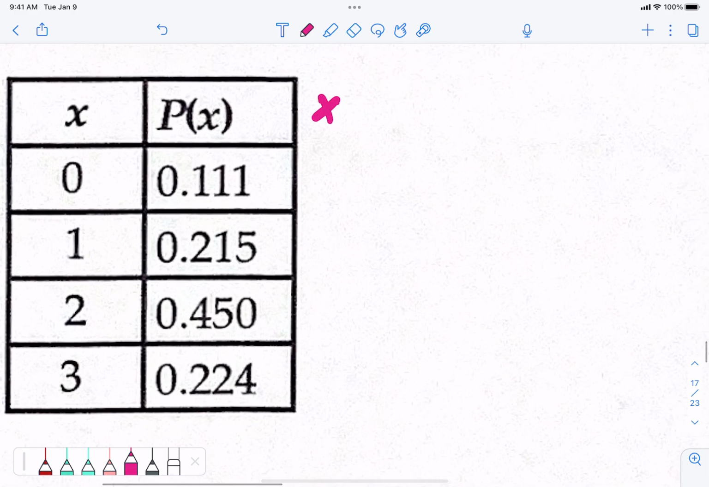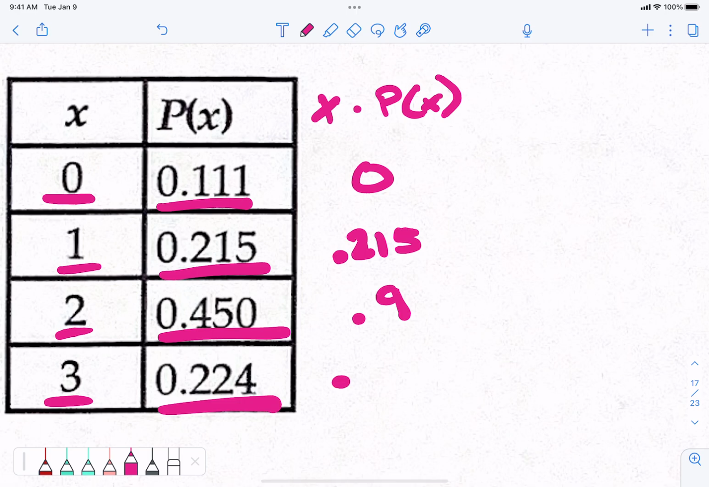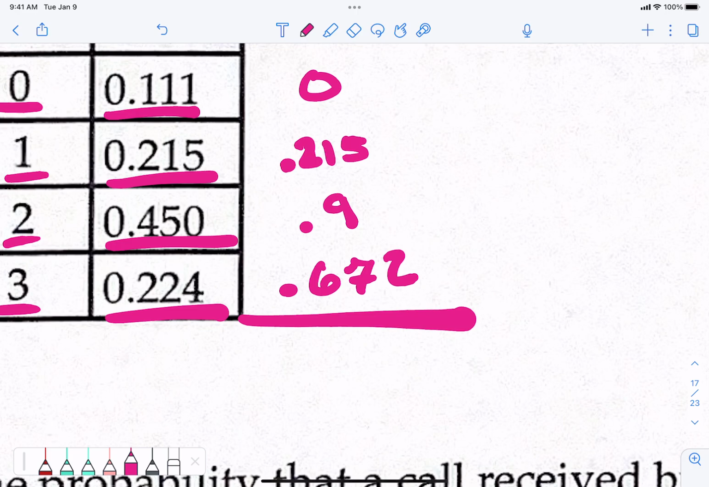How do you find the average? X times the P of X. So we're going to multiply all these across. 0 times this is 0. 1 times this is 0.215. 2 times this is 0.9. 3 times this is 0.672. Now I add them all together. That gives me mu.